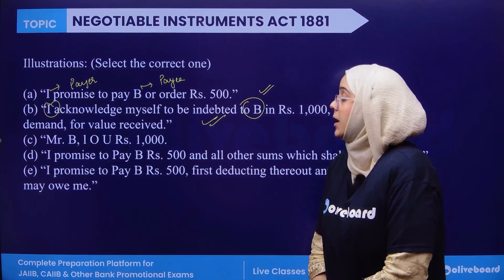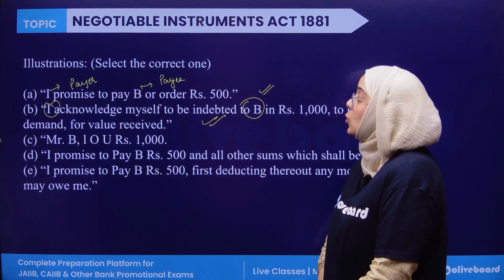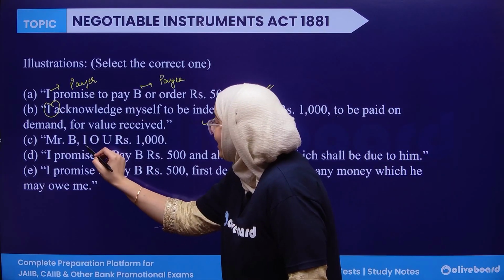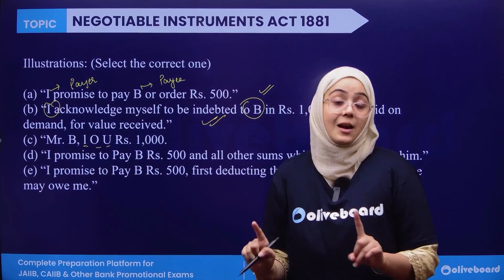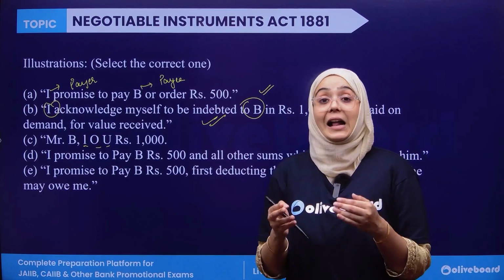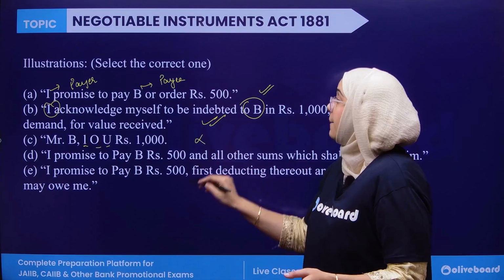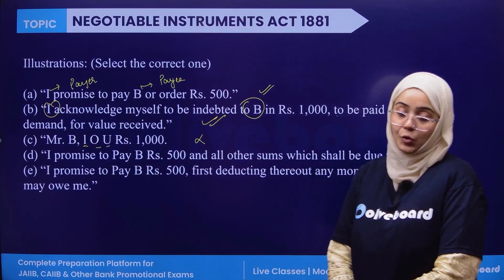Okay. Now, third: Mr. B, I owe you rupees 1000. In this, it is just I owe you. It is not written completely. It is not a clear instruction or a promise. That's why it is not a promissory note.